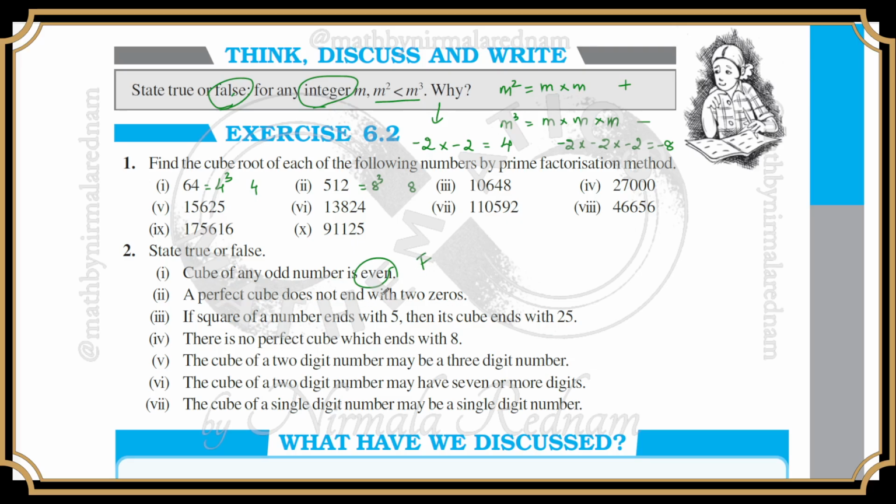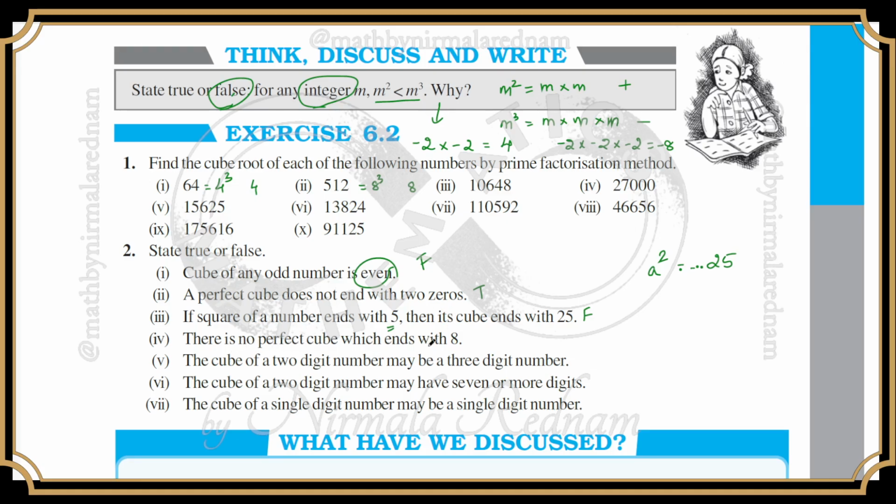A perfect cube does not end with two zeros. This is true. We have discussed at length about this. If the square of a number ends with 5, then its cube ends with 25. Square of any number ends with 25, we have seen it in the previous chapter. So this is also not true, and a cube could end with either 5 or 25. You can check that. It need not end with 25. It can end with either 25 or 75. So this statement is false.